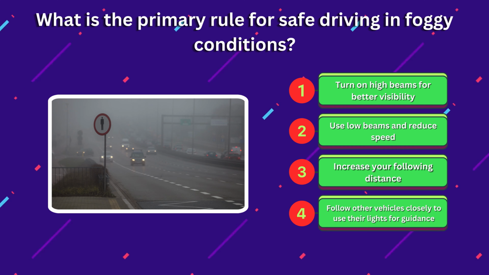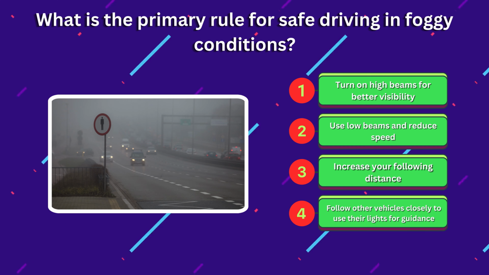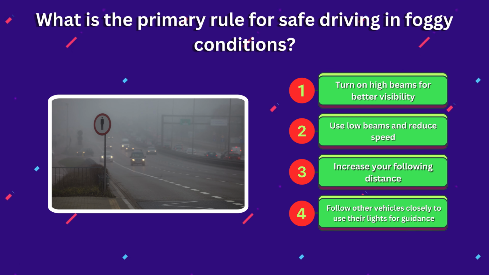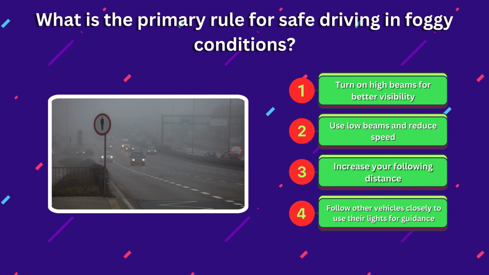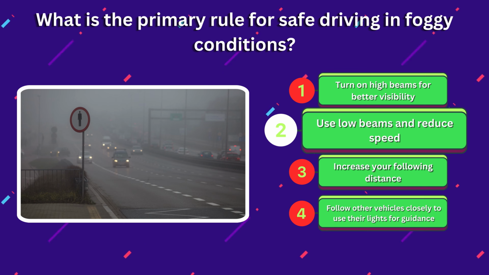What is the primary rule for safe driving in foggy conditions? Turn on high beams for better visibility. Use low beams and reduce speed. Increase your following distance. Follow other vehicles closely to use their lights for guidance. Use low beams and reduce speed.